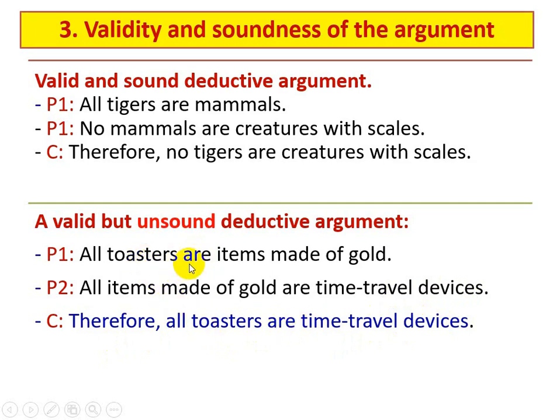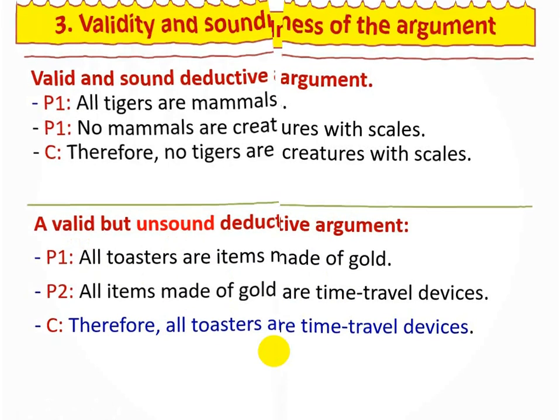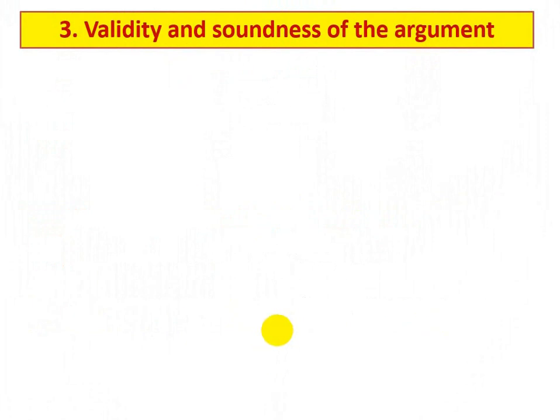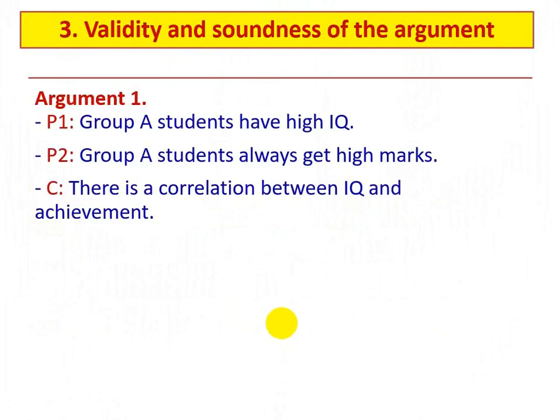But let's examine the truth of each of them. All toasters are items made of gold. This is false. This is not true. All items made of gold are time travel devices. This is false. So both premises are false. They are not true. So this argument is unsound, although it is a valid one. So let's try another argument.